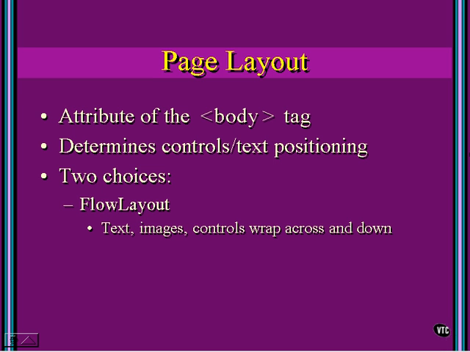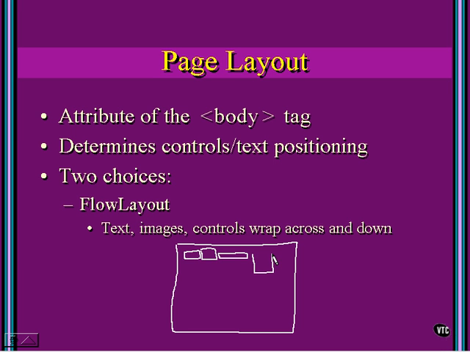Now with flow layout, text, images, and controls wrap across and down the web browser. Now, I want you to picture your web browser, and let's say that this is your web browser. And with flow layout, it will begin to automatically, if I drop buttons on here, it will put one here, and if I drop another one, it will be right next to it. You've seen this. Then if I put a text box, it'll be right next to that. And then if I put a drop-down list, it'll be right next to that, and so forth. And then to move these things, I have to insert my cursor here, right, and go to the next line or put paragraph breaks or whatever.